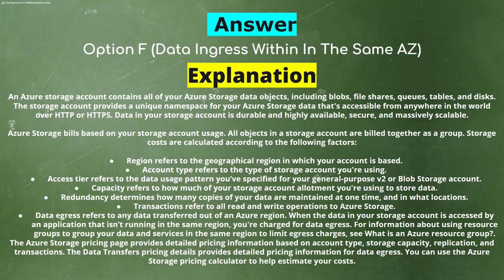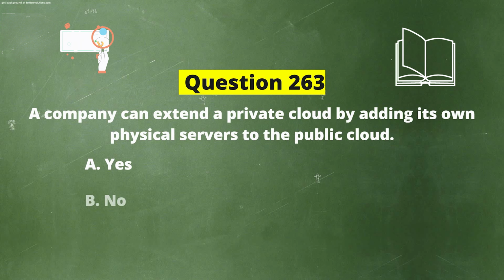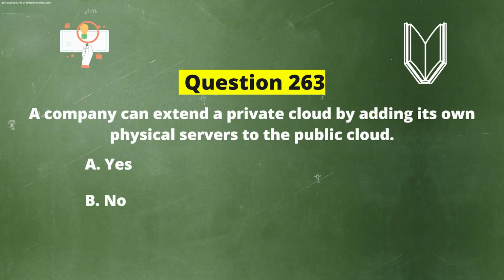Next question. A company can extend a private cloud by adding its own physical servers to the public cloud. Is it yes or no? And the correct answer is no. Explanation. You cannot add physical servers to the public cloud. You can only deploy virtual servers in the public cloud. You can extend a private cloud by deploying virtual servers in a public cloud. This would create a hybrid cloud.